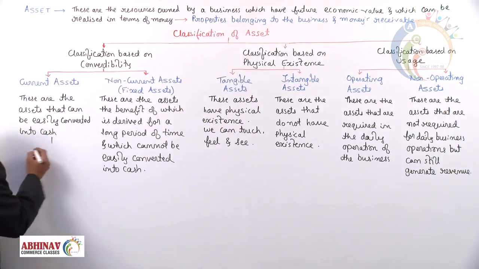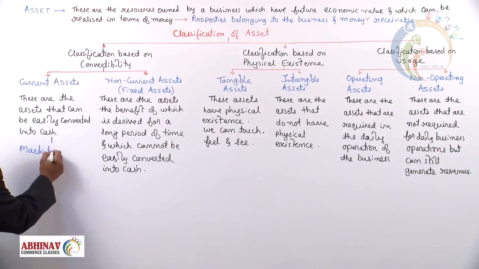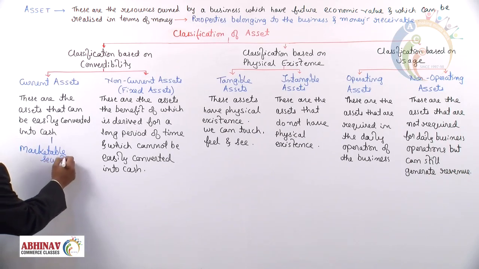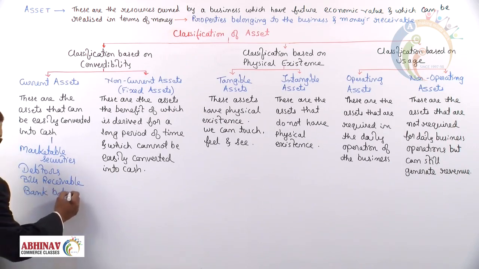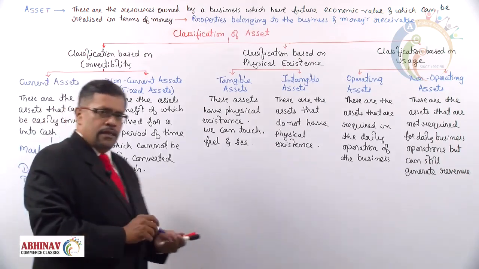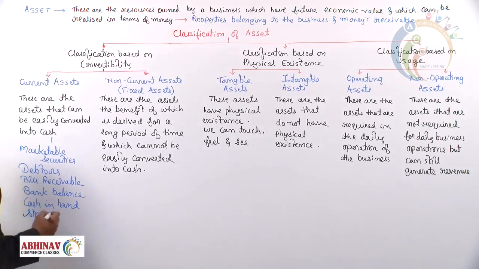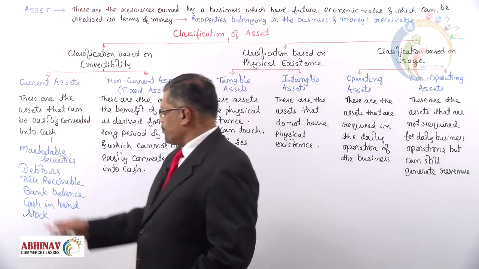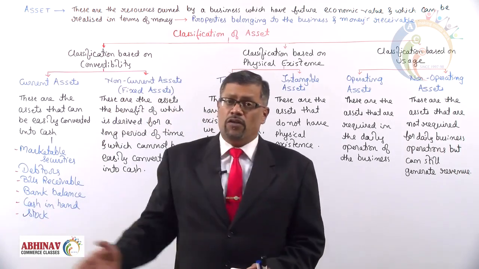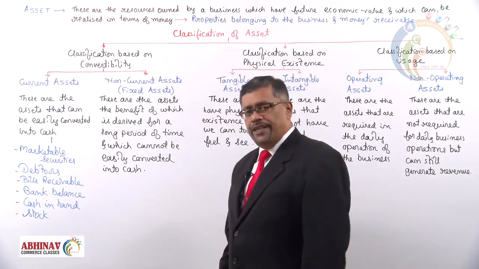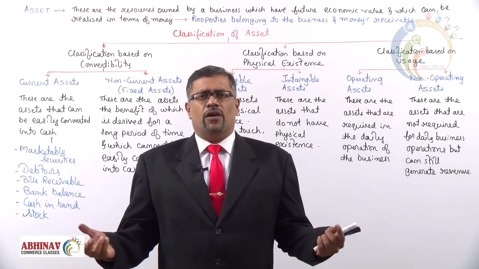For example, marketable securities, debtors, bills receivable, bank balance, cash in hand. We can add one more, stock. Stock is nothing but the goods. So these are the current assets: marketable securities, debtors, bills receivable, bank balance, cash and stock. The meanings of all this we have learned in the basic terms. So what is a current asset? I repeat, the asset which can be easily converted into cash is called a current asset.